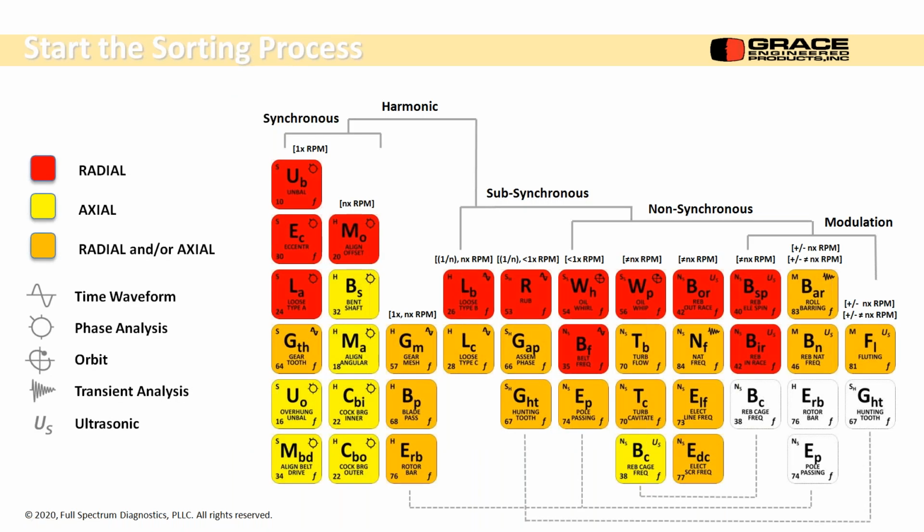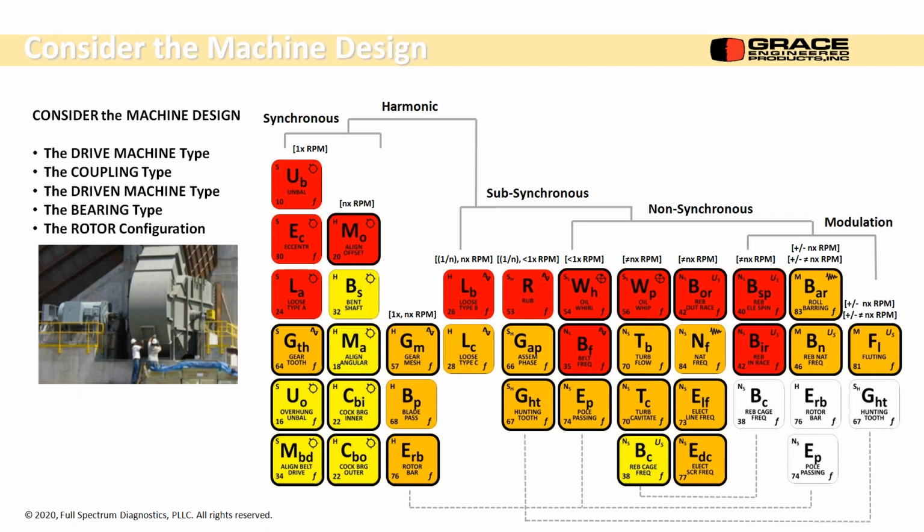I'm going to start the sorting process based on this. So the first thing we can do, we don't have any vibration at all. Here's a series of blocks that are design related. So we have to consider the machine design, the drive type, the coupling, the driven machine type, the bearing type, and the rotor configuration. And we're going to walk through each one of those for our example here.